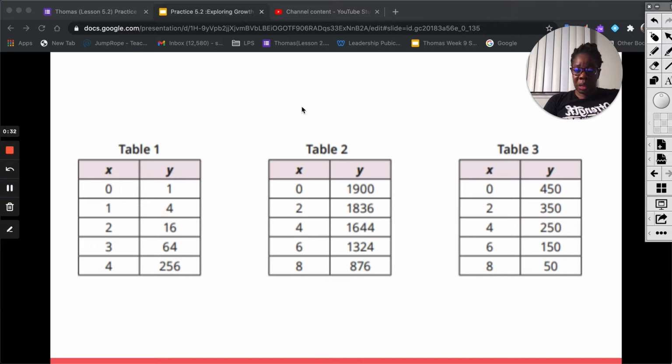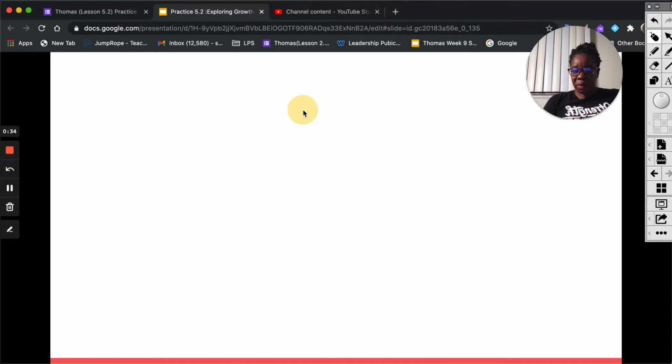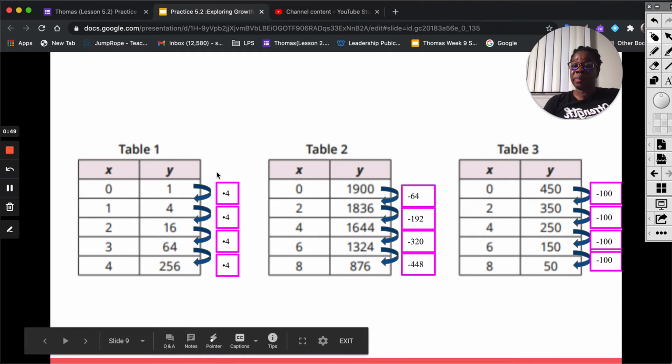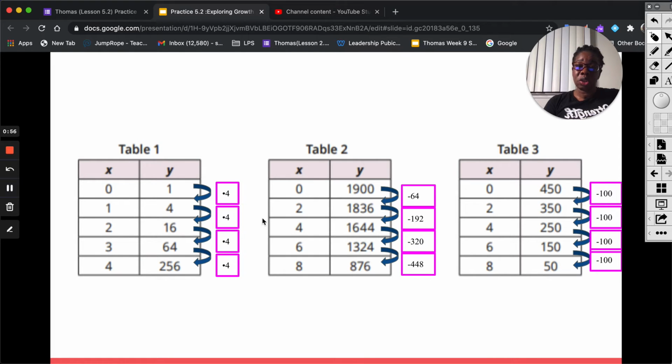Now, let's do that. So when we look at table 1, we move from 1 to 4, from 4 to 16, 16 to 64, then 256. We're seeing that each of those output values are being multiplied by 4 each time. And when it's multiplication, we know that there's a constant growth factor, so that is going to represent exponential growth.